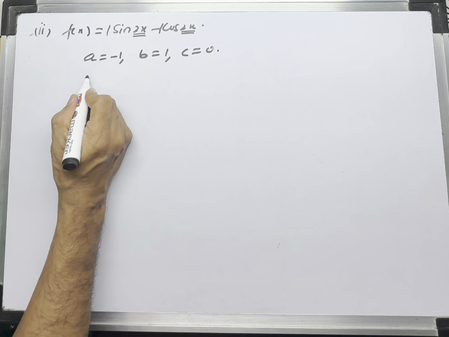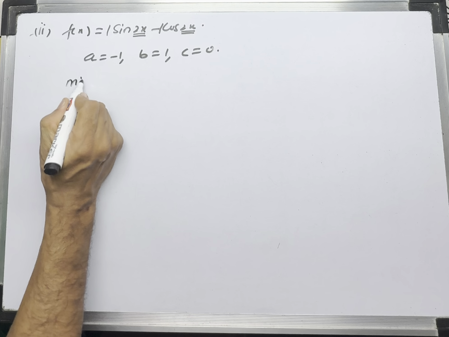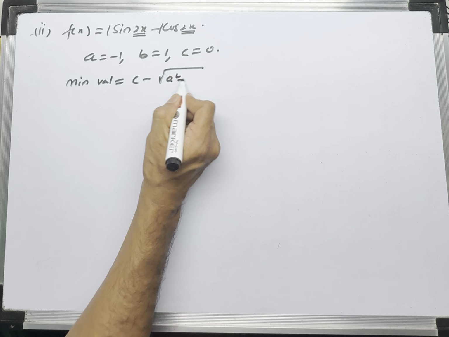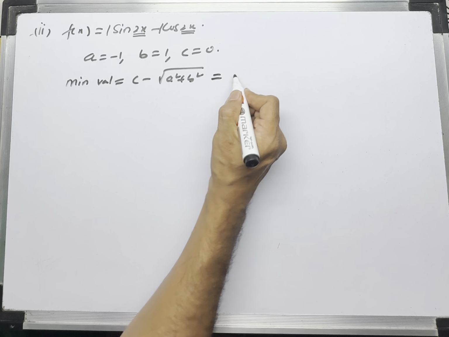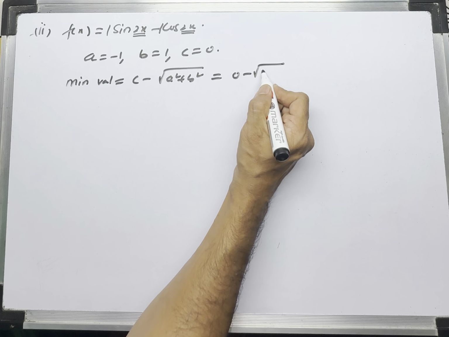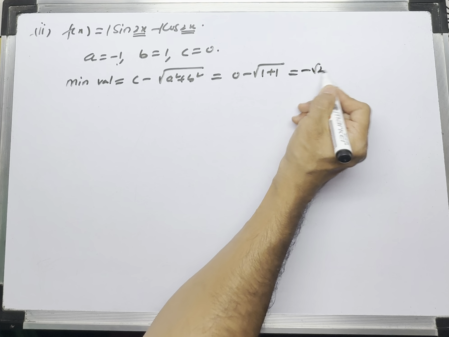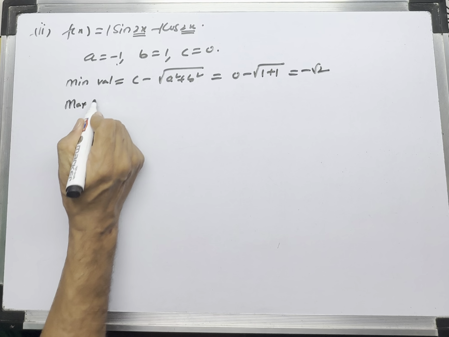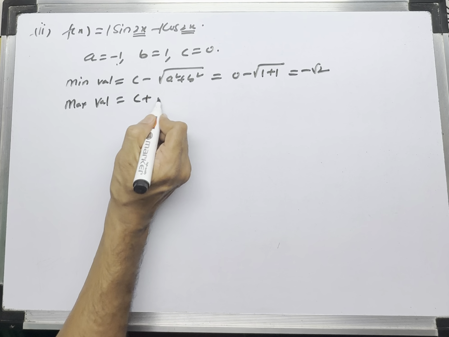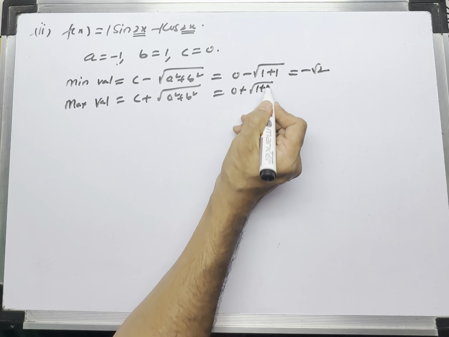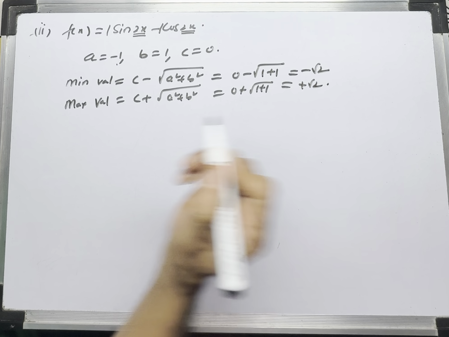So what will we write now? Minimum value equals c minus root of a square plus b square. That is 0 minus root over a square is 1, b square is 1. Minus root 2. Then maximum value. Maximum value is c plus root over a square plus b square. So 0 plus root over 1 plus 1. So this is plus root 2.